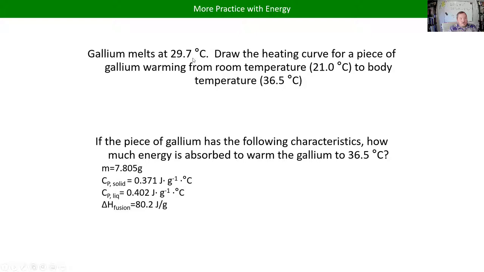If gallium melts at 29.7 degrees Celsius, try drawing the heating curve for a piece of gallium that starts at room temperature and warms all the way up to body temperature. All right, so remember, a heating curve is temperature on the y-axis and energy on the x-axis. Give that a go, and then I'll walk through it in a minute.